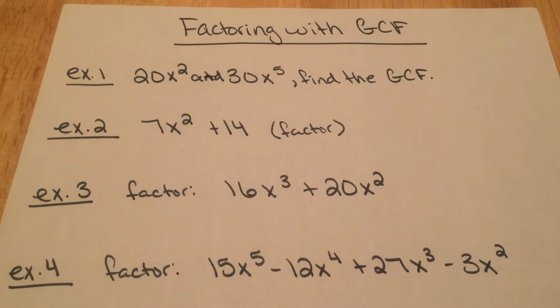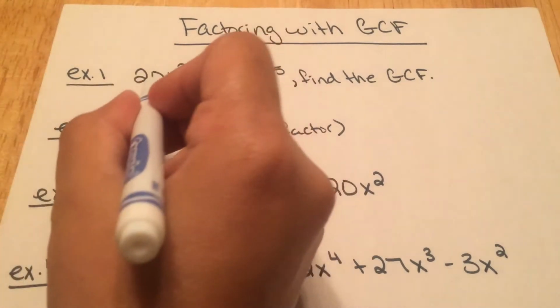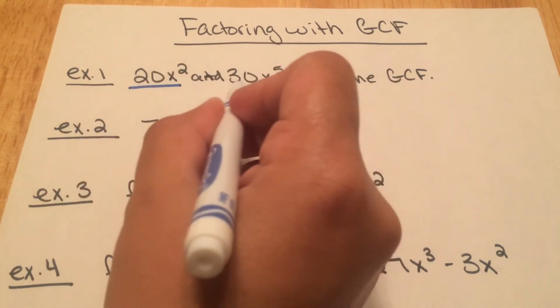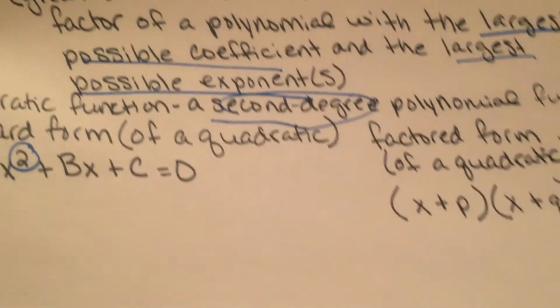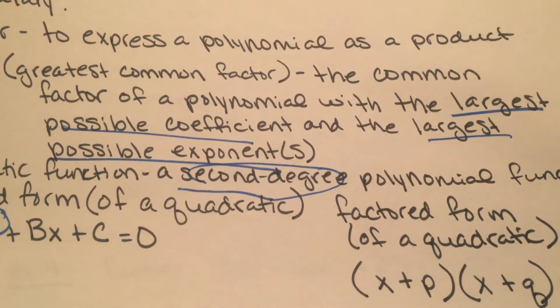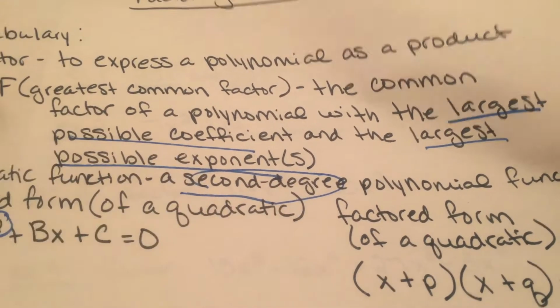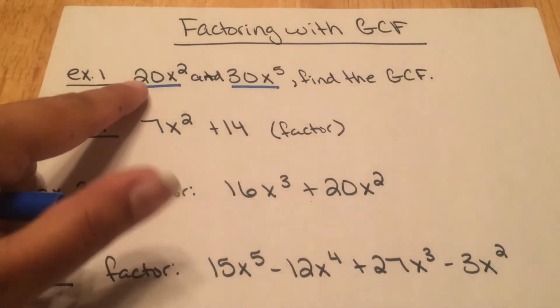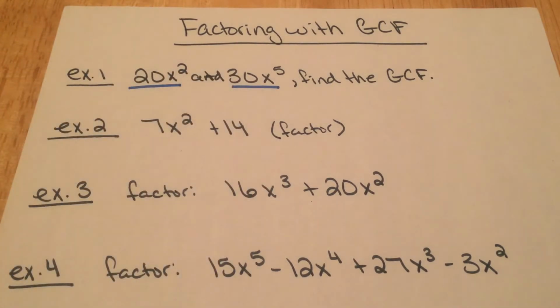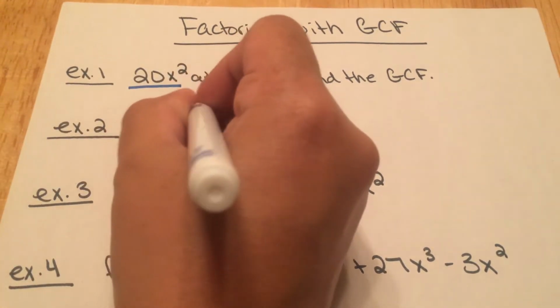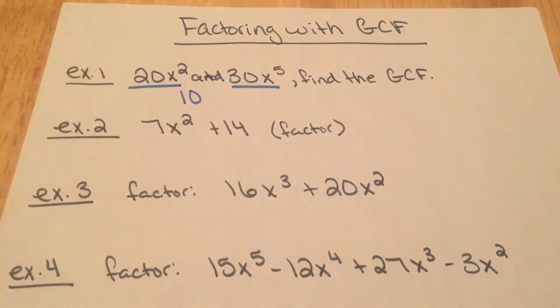The first thing that we're going to factor is going to be factoring with GCF. So before we even start that, we probably want to be able to identify the GCF. So if we look at two terms, 20x squared and 30x to the 5th. Again, our GCF is our greatest common factor of a polynomial that has the largest coefficient and the largest exponent. So looking at just the numbers, what's the biggest number that will go into 20 and 30? Hopefully when we look at this, we can see that it's 10. 10 will go into 20 and 10 will go into 30.